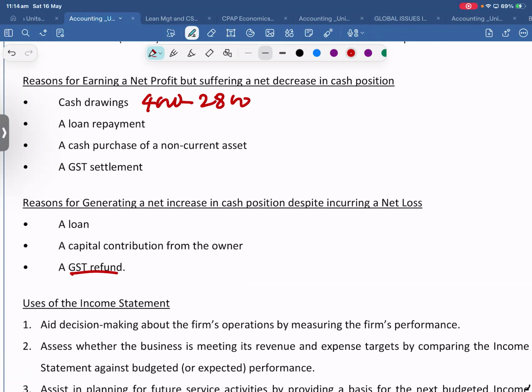We didn't have a loan received. There was something, but we had received it earlier. We only paid. There was a capital contribution. That's the correct answer, but not for this question. We can't say this answer for this question because we have the opposite. GST refund also we didn't have.